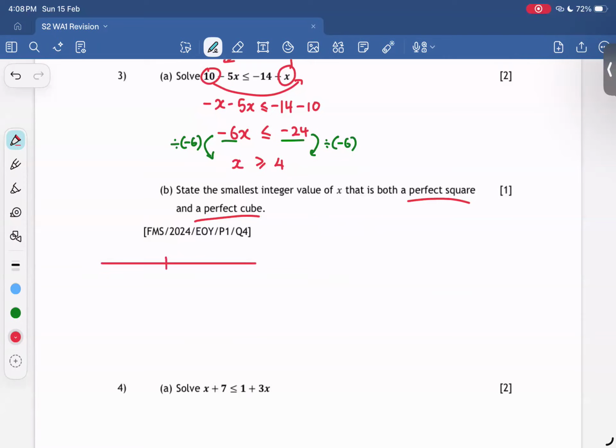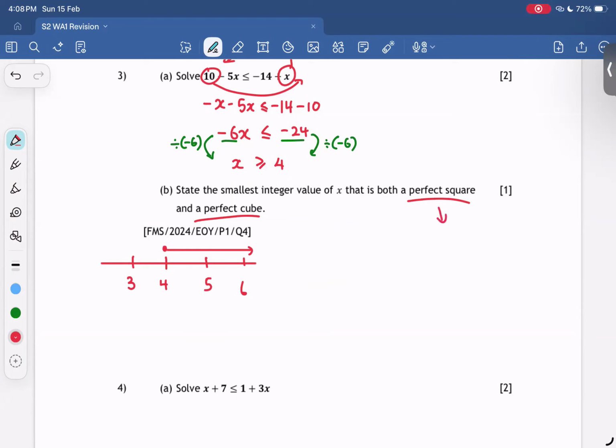So x must be more than 4, so I'll just draw 4, 3, 5, and 6, and then I will draw my number line like that. We know that it needs to be more than or equals to 4. Now, how do we know when a number is a perfect square or perfect cube? Let's find out what the different perfect squares are.